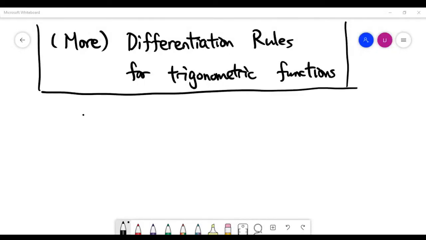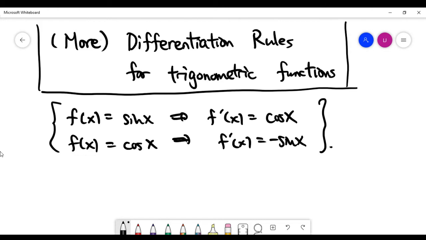So in this video, we'll look at a couple more differentiation rules for other trigonometric functions. The two rules given are the most famous ones: sin x becomes cosine x, and cosine x becomes minus sin x if you take derivatives. There are more trigonometric functions you have learned. For example, you may be wondering what is the derivative of tangent x?